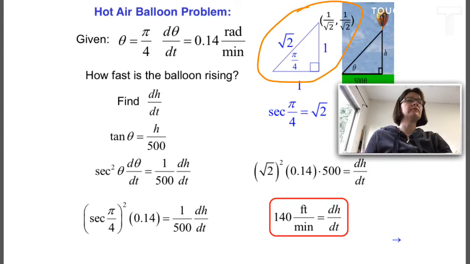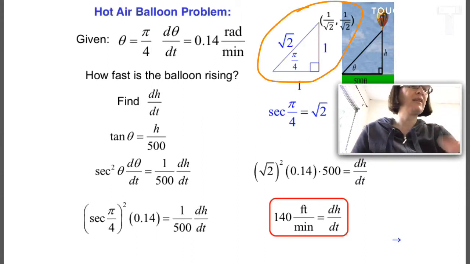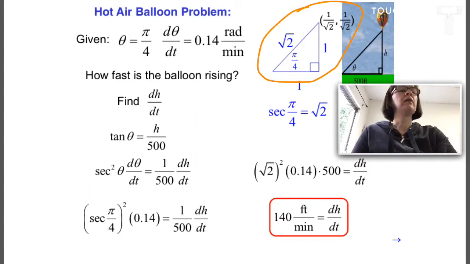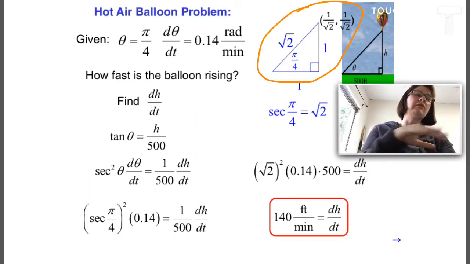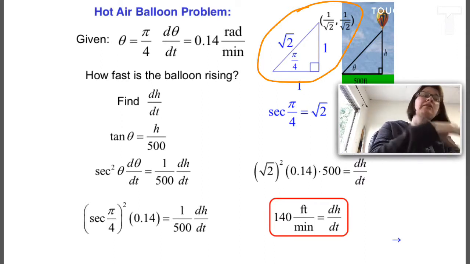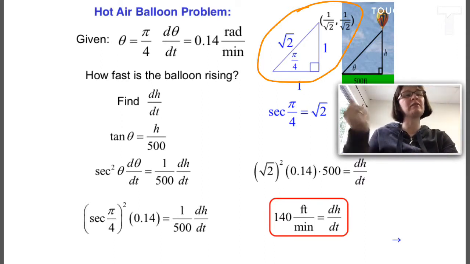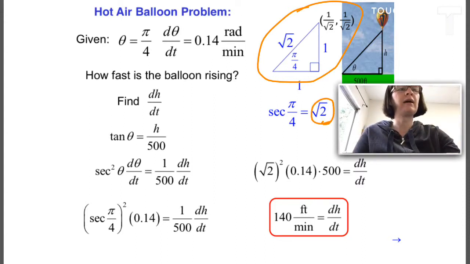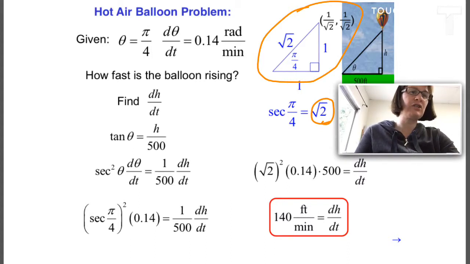So in a right triangle, if I have an angle of pi over 4, then my coordinates up here, the x and the y, are 1 over square root of 2 and 1 over square root of 2. You might remember them as radical 2 over 2. It's fine. So secant is 1 over the cosine. Cosine is opposite over hypotenuse. So the secant of pi over 4 is hypotenuse over the opposite, radical 2 over 1, which just makes radical 2. So secant of pi over 4 is radical 2, which is going to get squared, times d theta dt, which is 0.14. That's going to equal 1/500th dh dt.